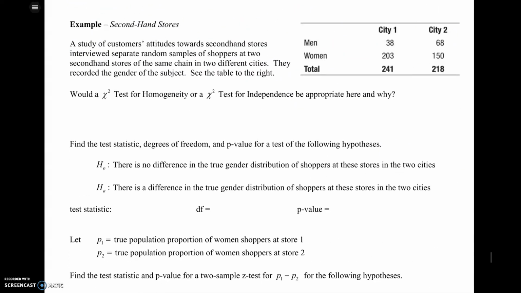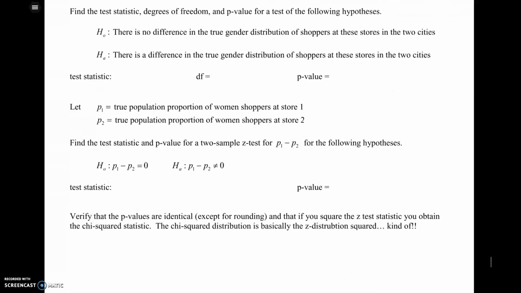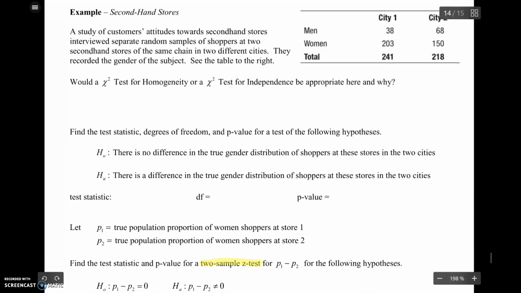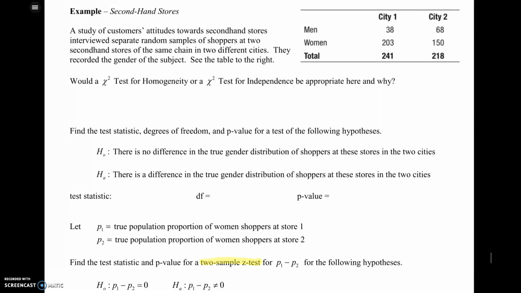All right, so this is a bit of an exercise to link together a chi-squared test for independence with a chi-squared test for homogeneity with a two-sample z-test. So let's do this example. A study of customers' attitudes towards secondhand stores interviewed separate random samples. So we have multiple samples of shoppers at two secondhand stores of the same chain in two different cities. They recorded the gender of the subject. See the table to the right.